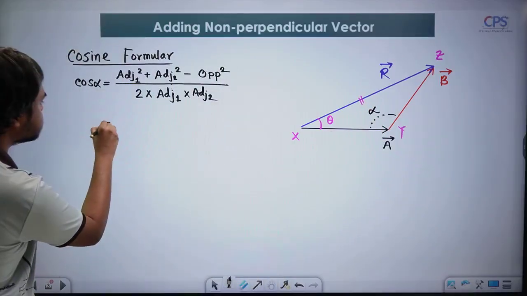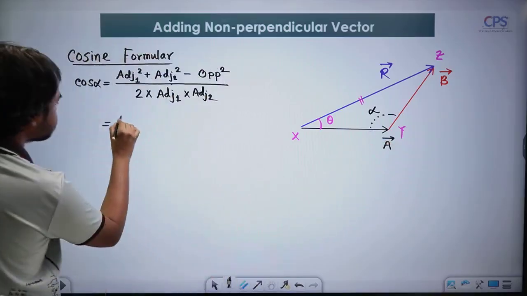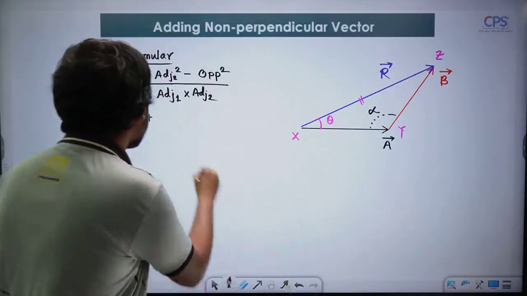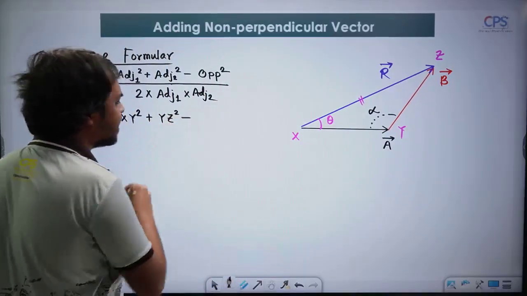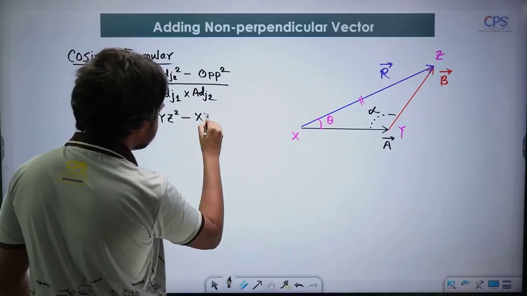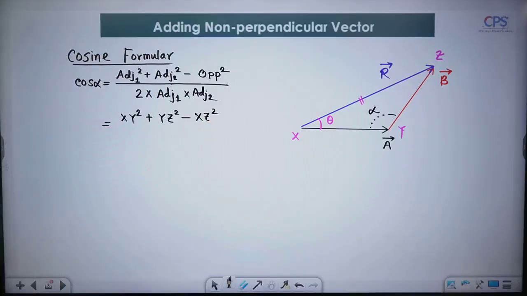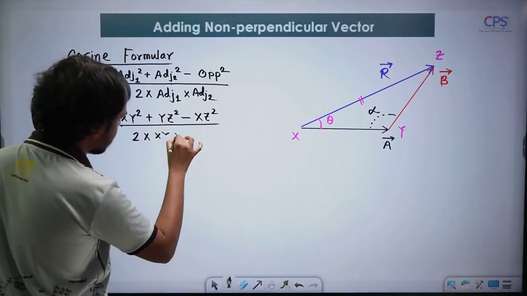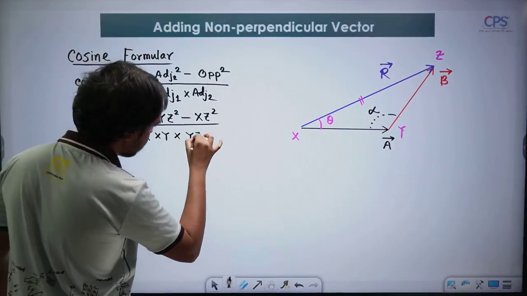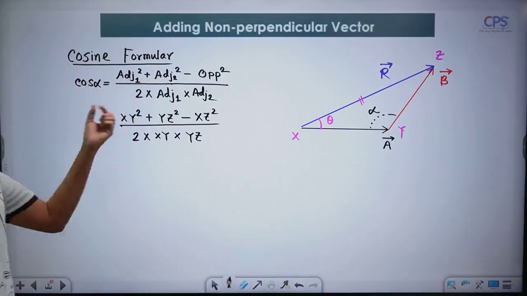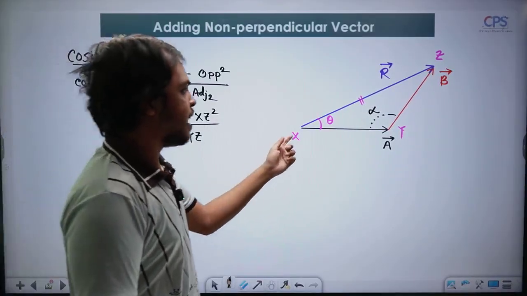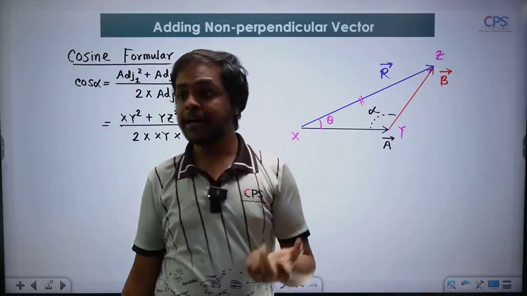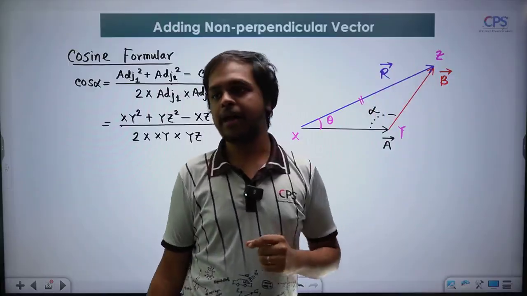So cosine alpha becomes, the adjacents are XY square plus the other adjacent YZ square, minus the opposite XZ square, divided by 2 into XY and 2 into YZ. So what is XY here? XY means the value of vector A. What is YZ here? YZ means the value of vector B. And what is XZ here? XZ means the value of vector R.